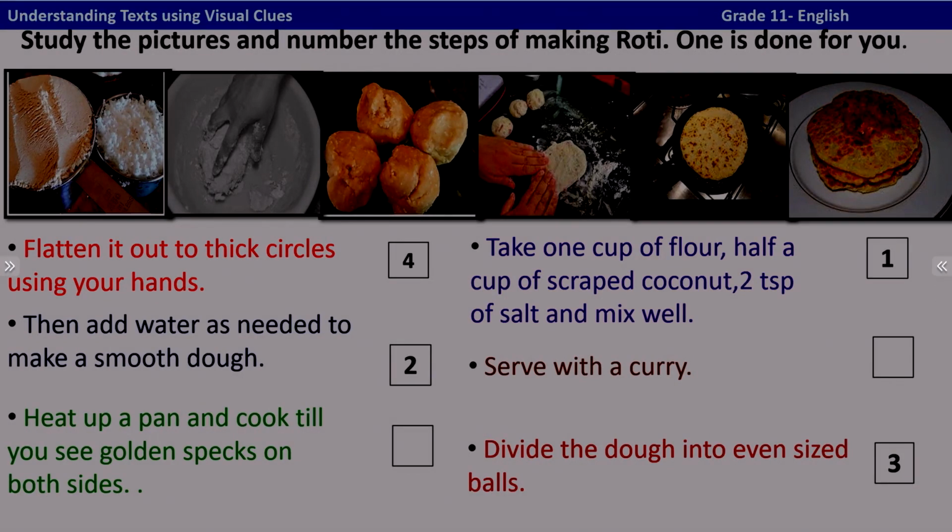And here what do you see? You see how it is being cooked. So find the correct statement. It's there. Heat up a pan and cook till you see golden specks on both sides. Okay, so look at the last picture. Now you can see your roti is ready to be served. So very easily you can identify the last statement.